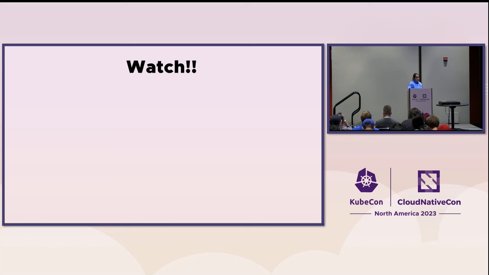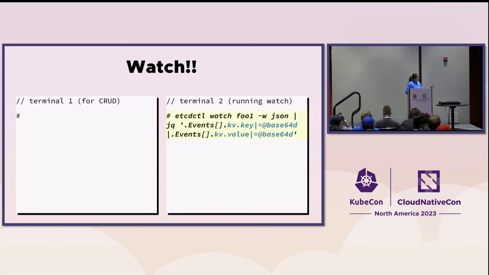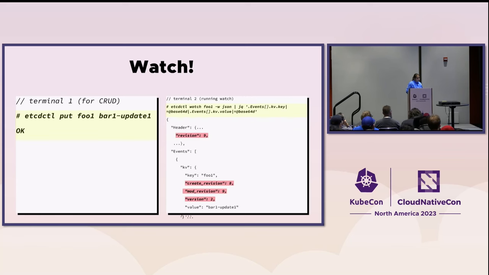etcd also has a watch. Watch here means we can start a watch on all the changes that are happening on a key value pair. Let's try to understand this here. I have two terminals here. Let's say on the terminal side, I'm starting a watch.